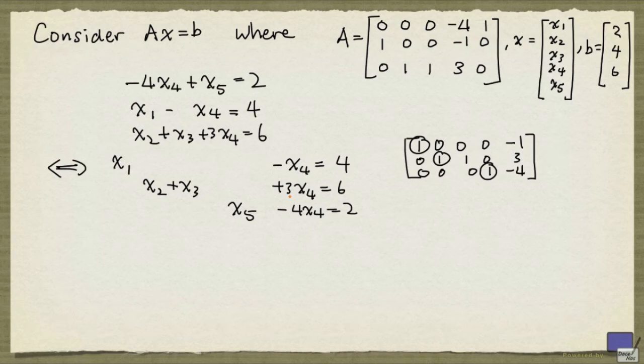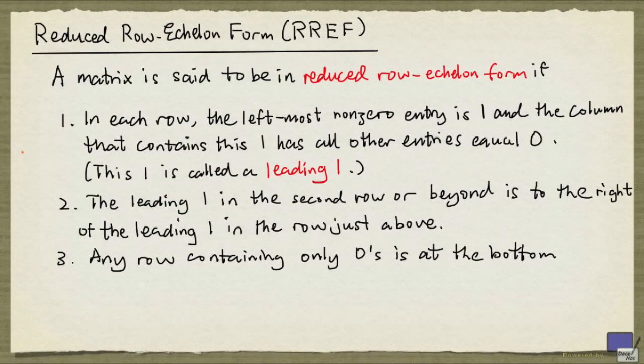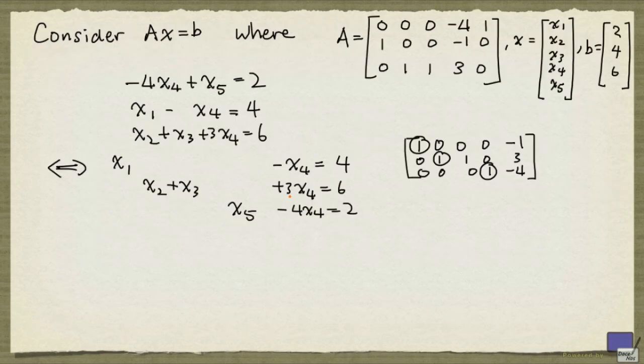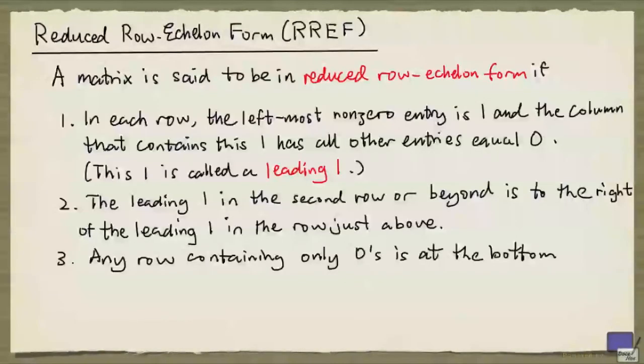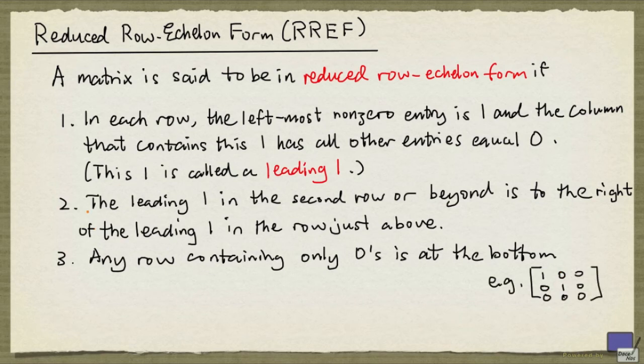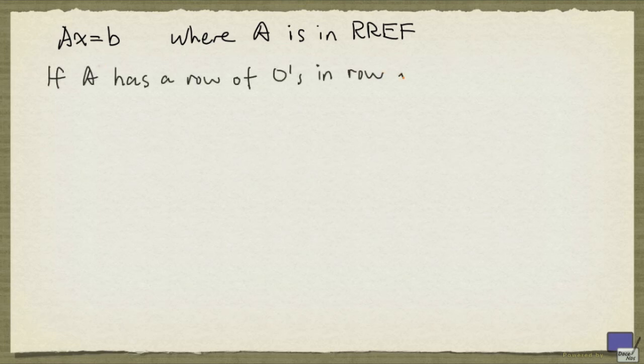And the definition of reduced echelon form is as follows. The first two properties are what we have already mentioned. But there's a third property that is satisfied vacuously by this matrix: any row containing only zeros is at the bottom. And here's an example of a matrix in reduced row echelon form that has a row of zeros. The reason why we're interested in matrices in reduced row echelon form is because if the system Ax = b is such that A is in reduced row echelon form, then we can easily tell if this system has a solution and give one if it does.